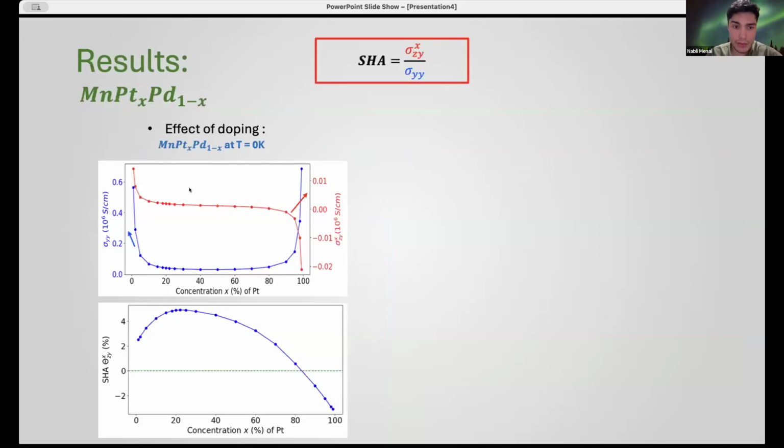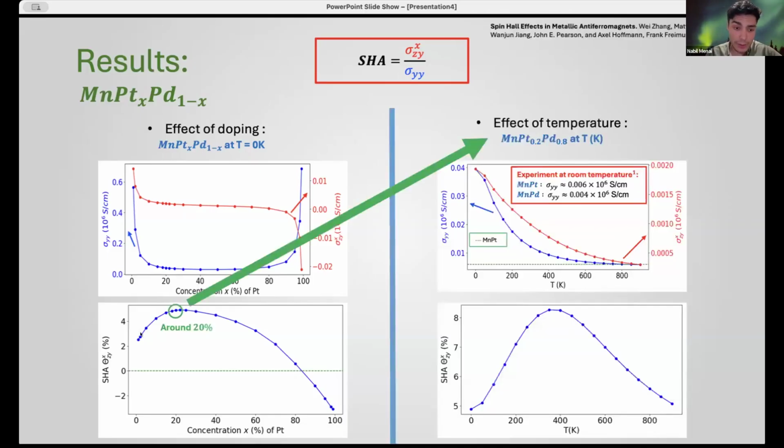All right, so here we see the curve again that we showed earlier. And as we said before, the spin Hall angle is defined as the ratio between the two quantities, the red curve and the blue curve, and that's what we are plotting here. So when we divide the two curves, we get this curve of the spin Hall angle, and what we see is that we get a maximum around 20% of concentration. So we decide to take this alloy where we get the maximum of SHA because our goal is to maximize this quantity, and we study the effect of temperature on that specific alloy, which is manganese, platinum 0.2, palladium 0.8, which corresponds to the 20% of concentration.